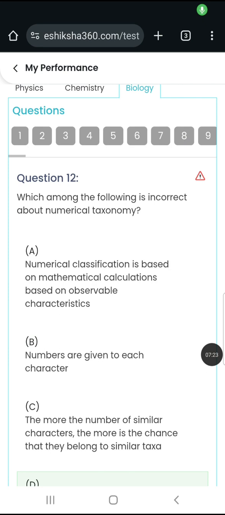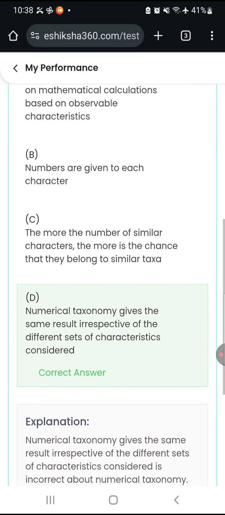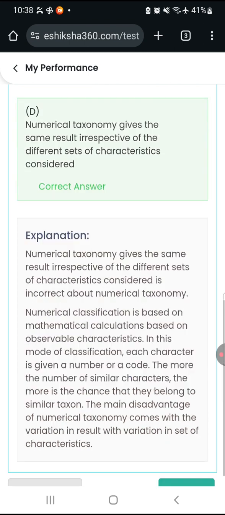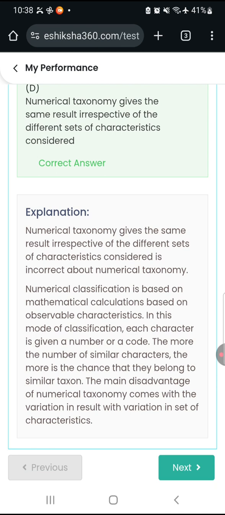Question number 12. Which among the following is incorrect about numerical taxonomy? Answer. Numerical taxonomy gives the same result irrespective of the different sets of characteristics considered. Explanation. Numerical taxonomy gives the same result irrespective of the different sets of characteristics considered is incorrect about numerical taxonomy.